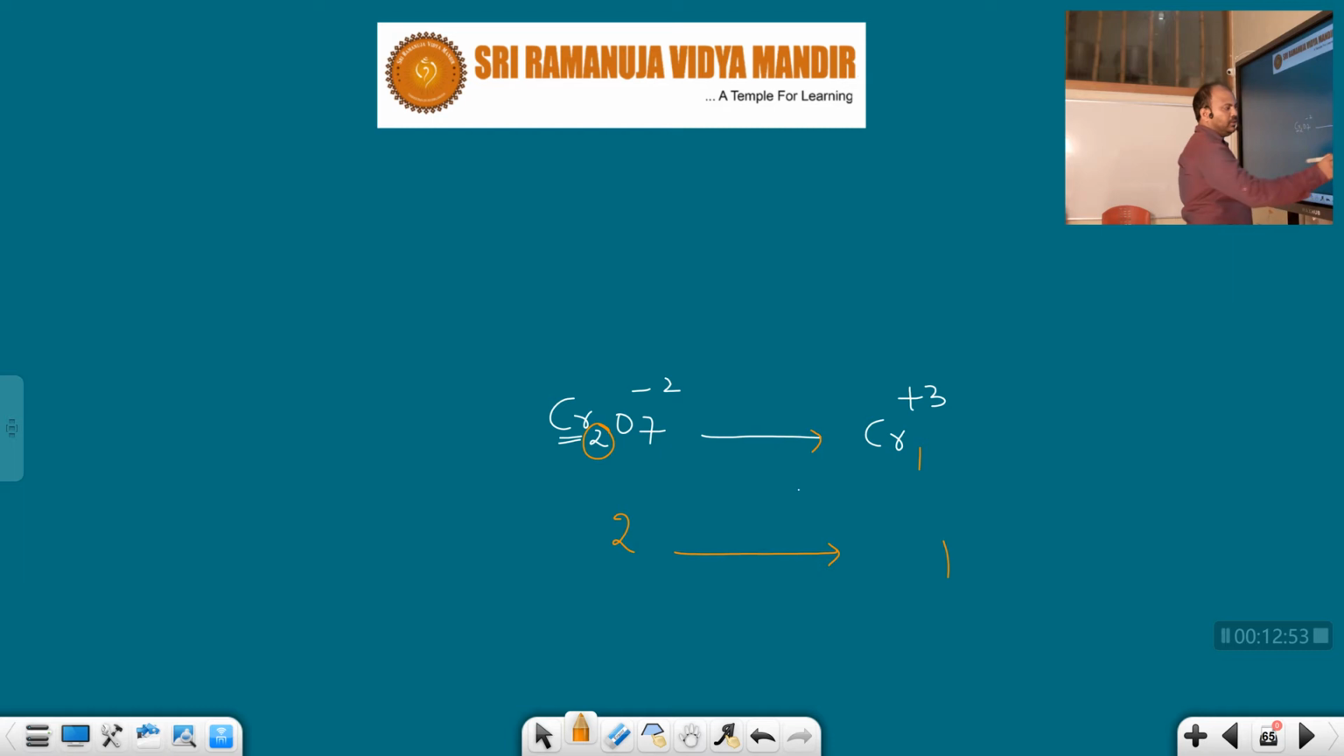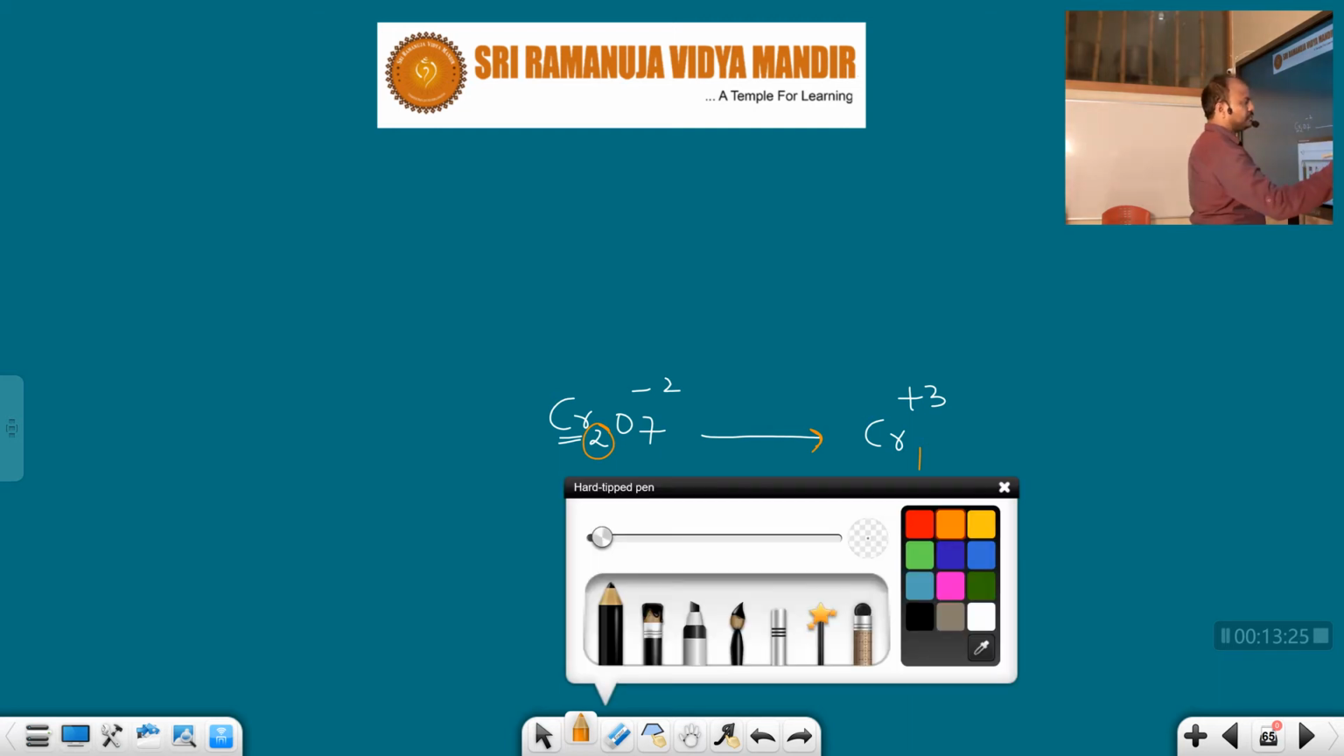So how to balance this one? Where the chromium deficiency is there, that side you should multiply it with 2. Then what will happen? Balancing takes place or not? Left hand side equal to right hand side. Am I correct or not? That's why, on the left hand side, the dichromate ion contains 2 chromiums, but the chromic ion contains only 1 chromium. So for balancing purposes, we multiplied with 2.